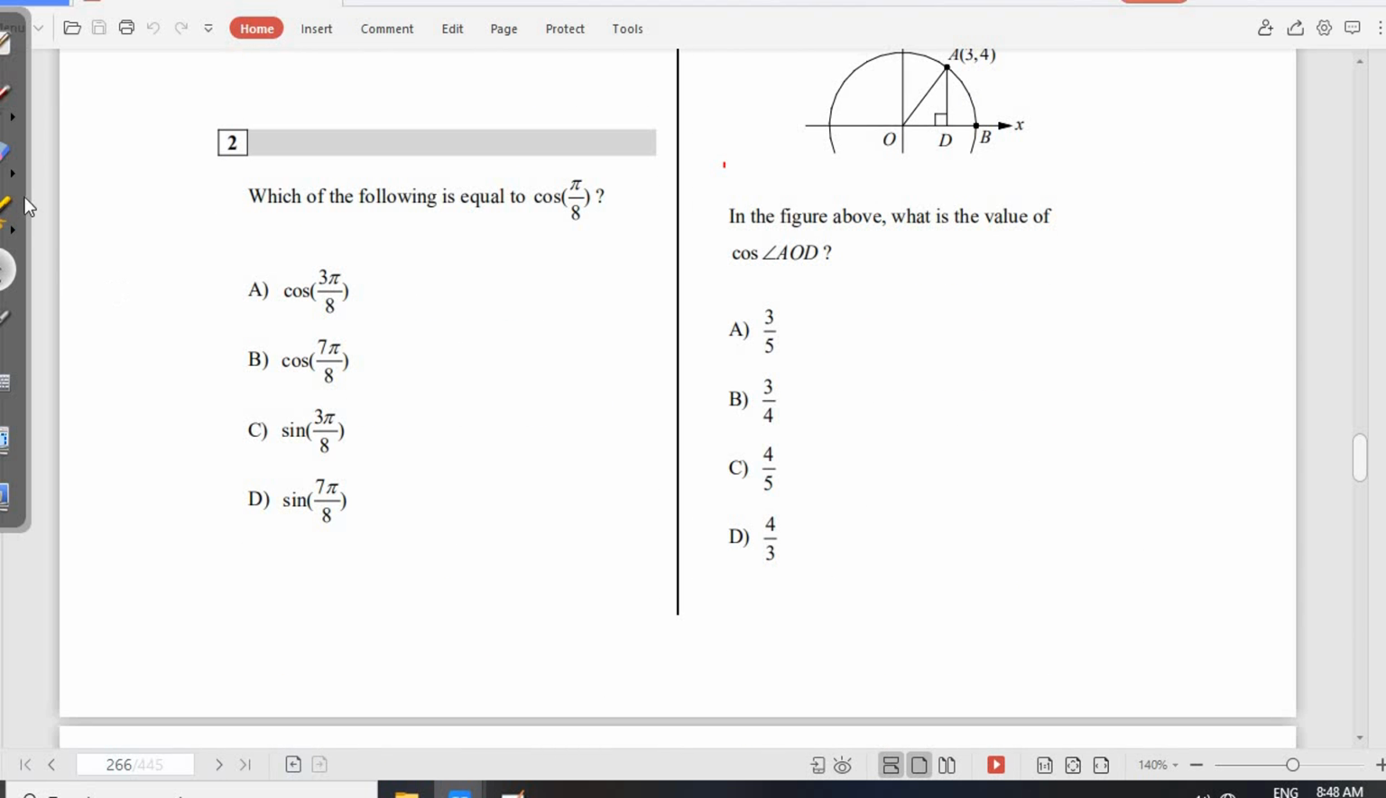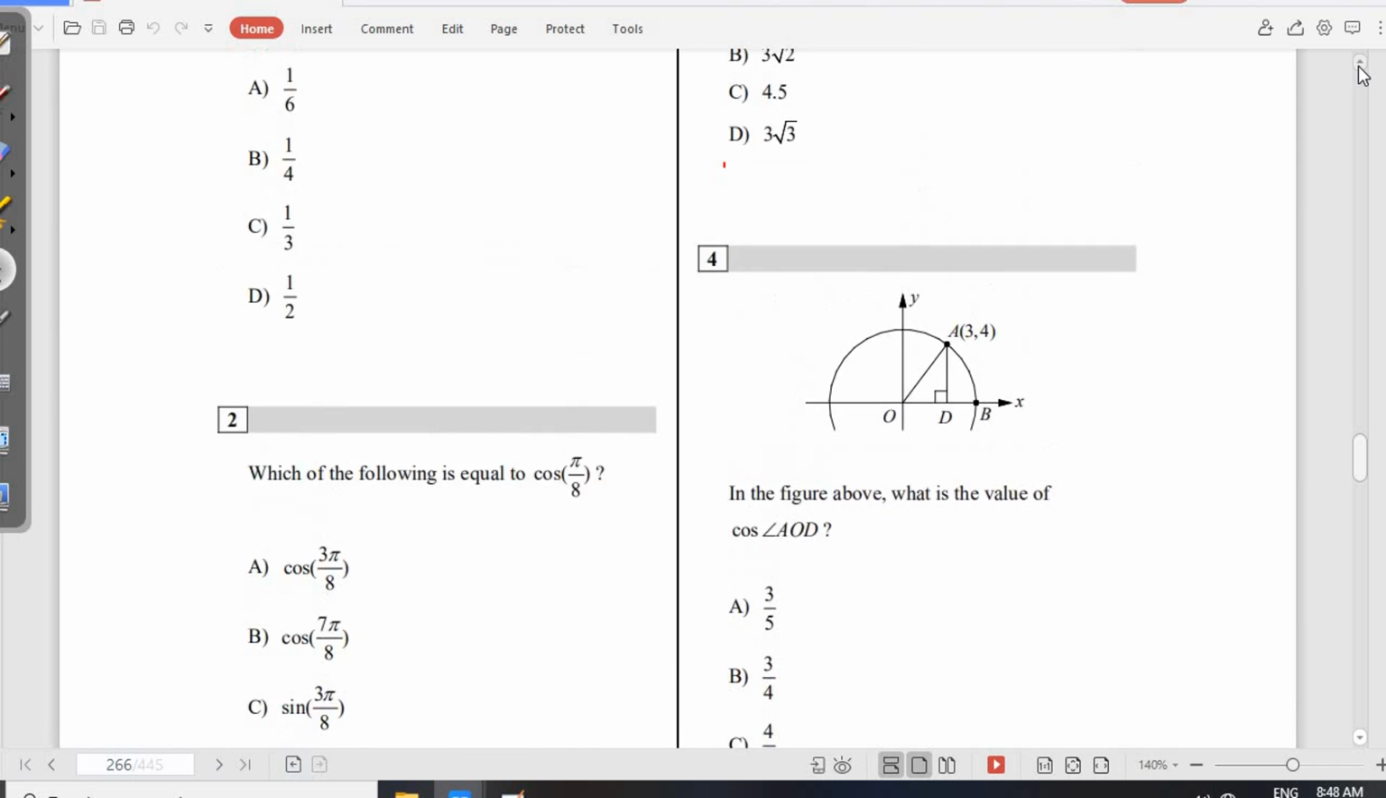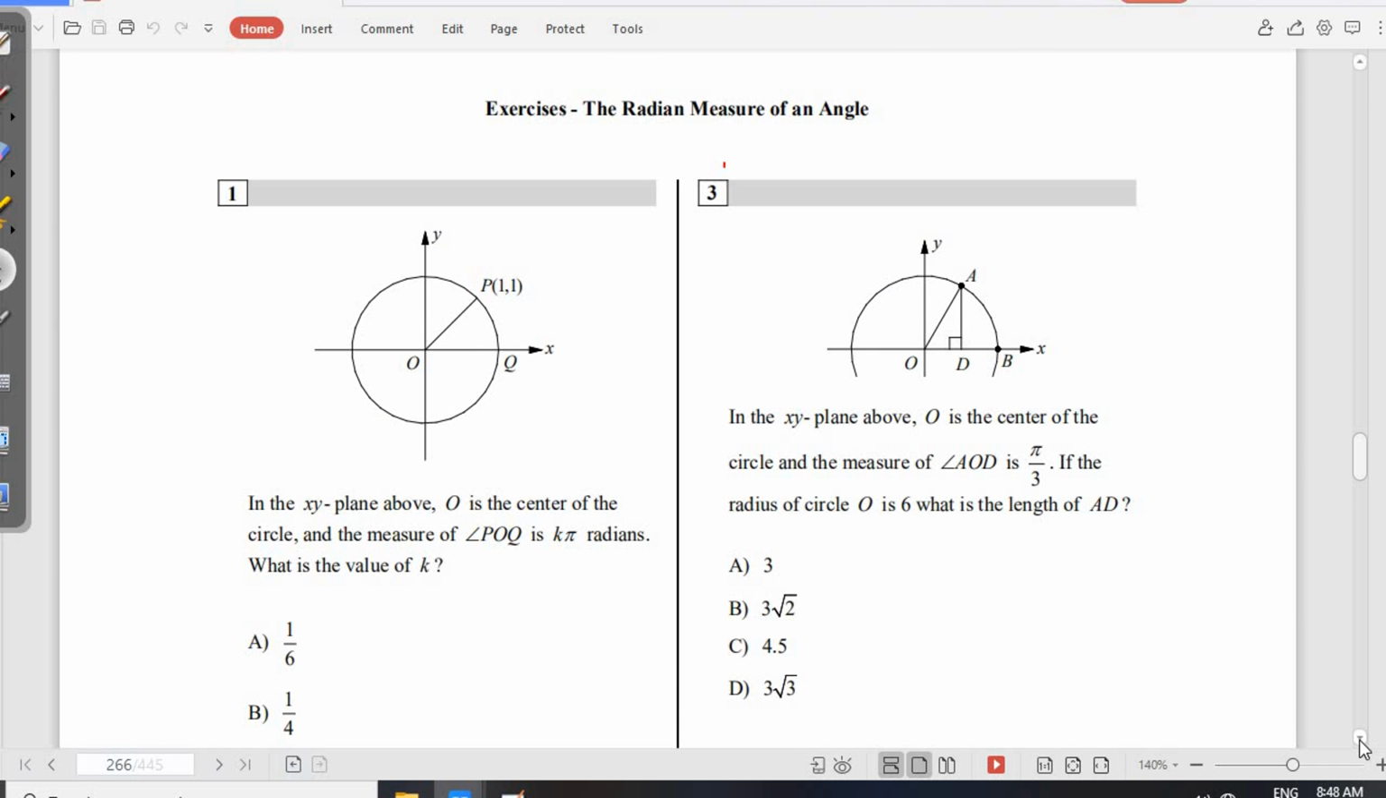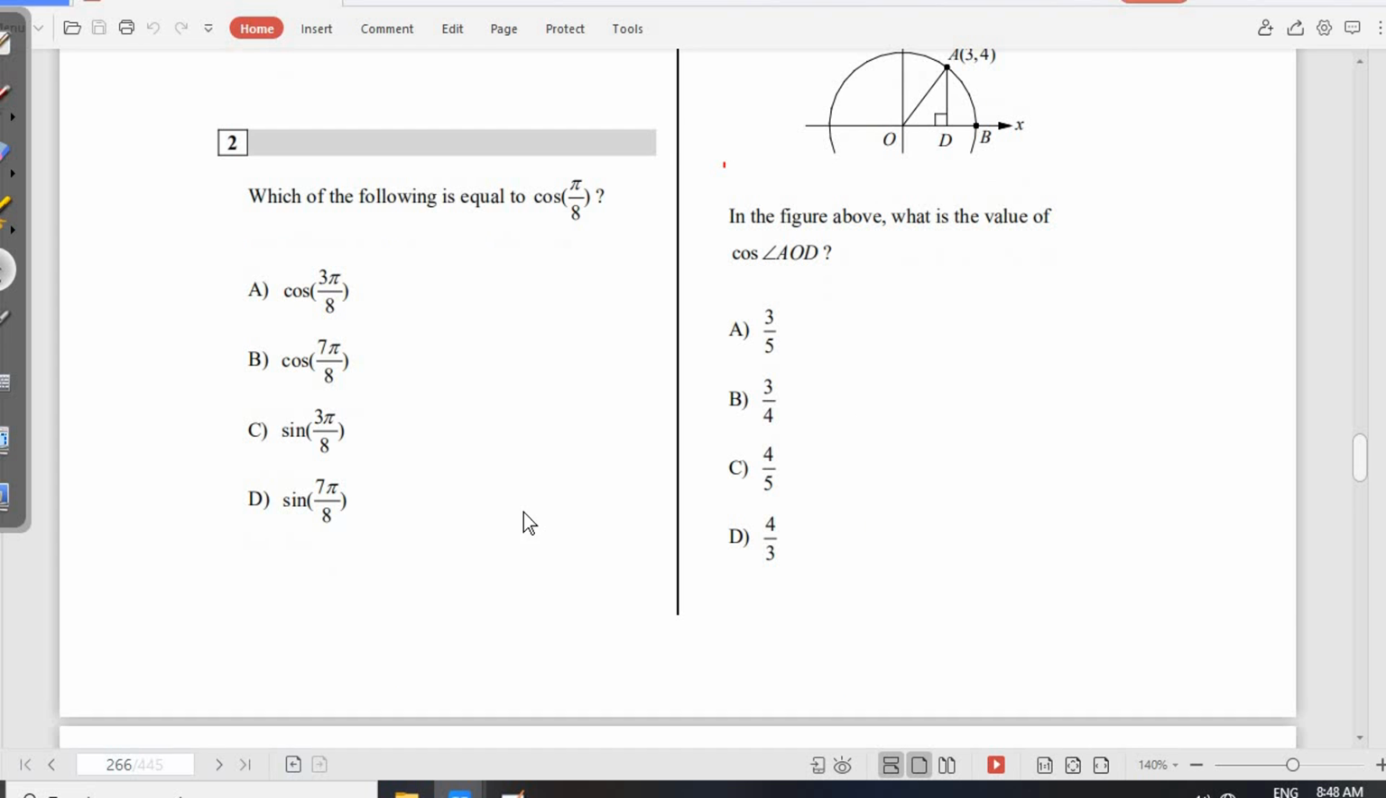Which of the following is equal to cos pi/8? Are we still using the first one? No, we're not using the first one. There's no arrow, and remember, if there's no arrow, that means it doesn't follow. So which of the following is equal to cos pi/8?